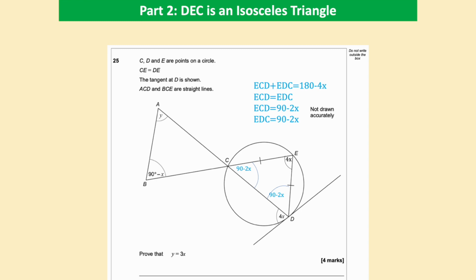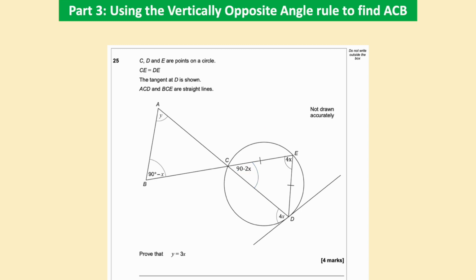And then from that, we're then able to work out what the angle ACB is, because using the vertically opposite angle rule, the two angles are vertically opposite, so ACB must also be 90 take 2x.